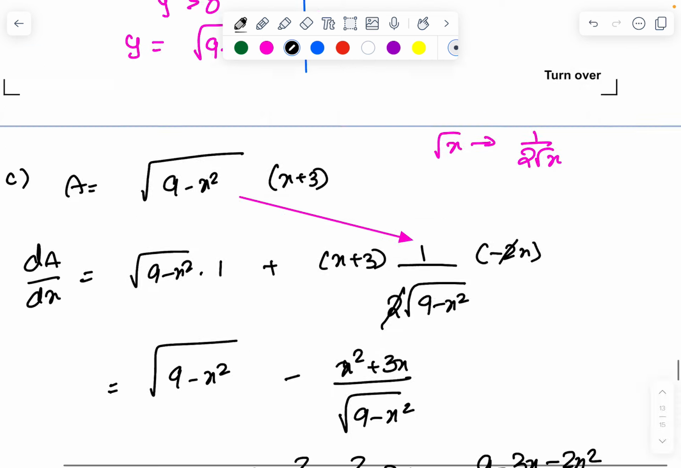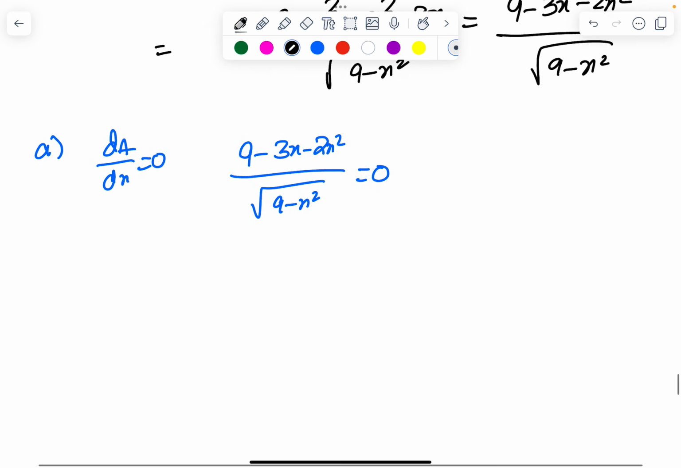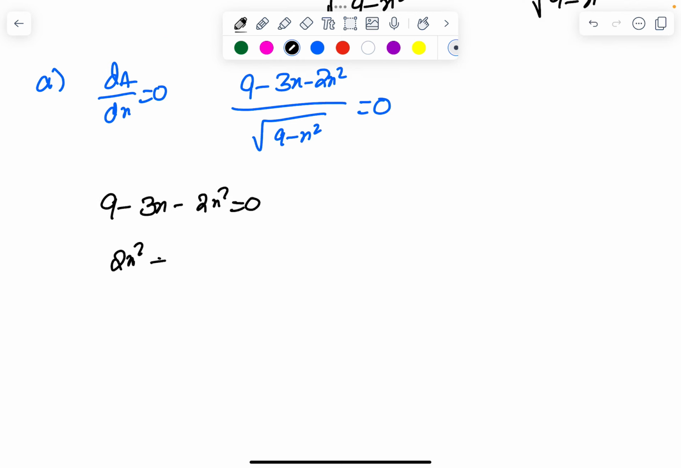Then, hence or otherwise, find the y coordinate of R such that A is maximum. We have to find it out. A is maximum means nothing but what? dA by dx should be equal to 0. So 9 minus 3x minus 2x square by square root of 9 minus x square equals 0. So what does it become? 9 minus 3x minus 2x square equals 0. So 2x square plus 3x minus 9 equals 0.